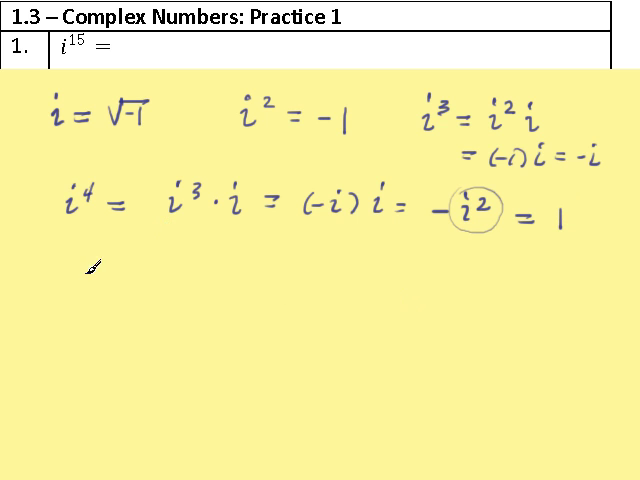All right, so really the two powers of i that you should remember are these two: i squared is equal to minus 1, and i to the fourth is equal to 1. If you remember those two, then it's easy to find various powers of i.